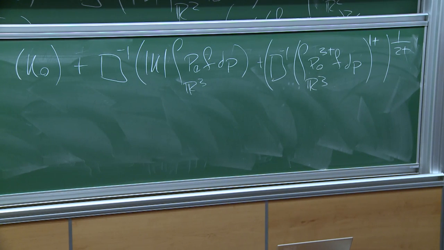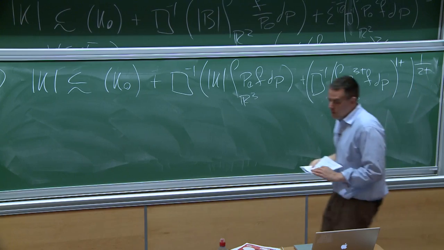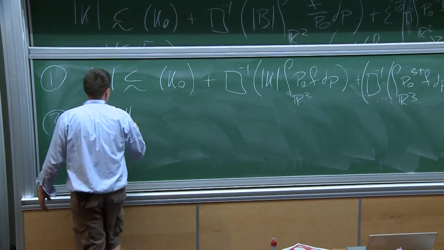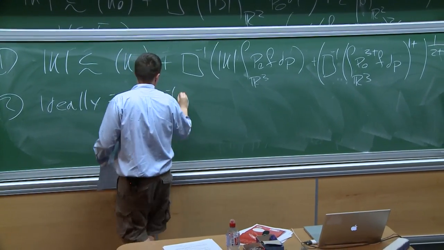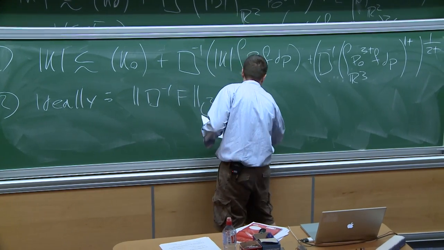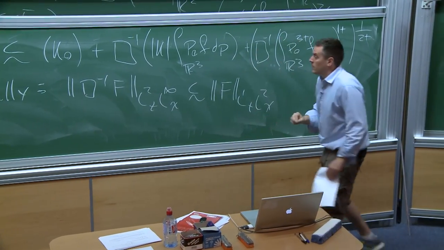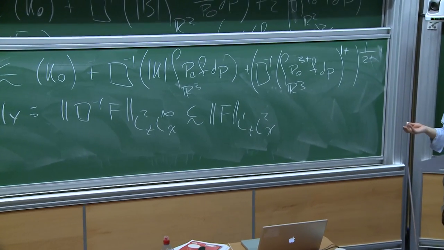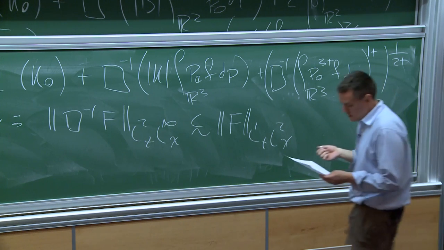And you want to plug this into the moment bound up there, and you want to use a good Strichartz estimate. But the ideal Strichartz estimate is problematic. Okay, this is the ideal estimate that we want to use. Unfortunately, it's false. There are known counterexamples. You can't do this, but you can do this.